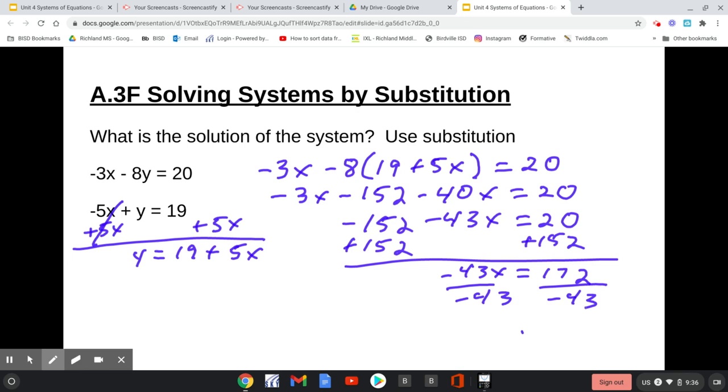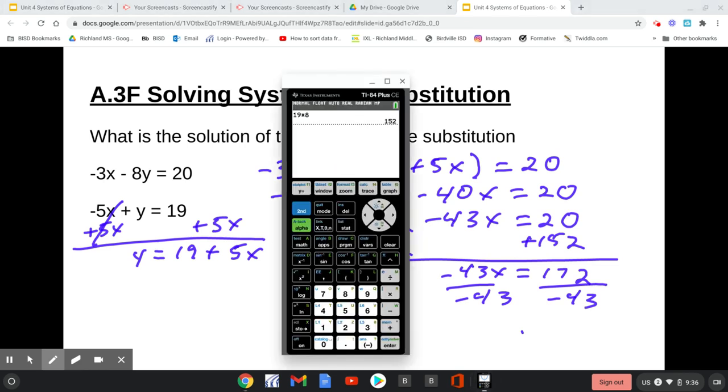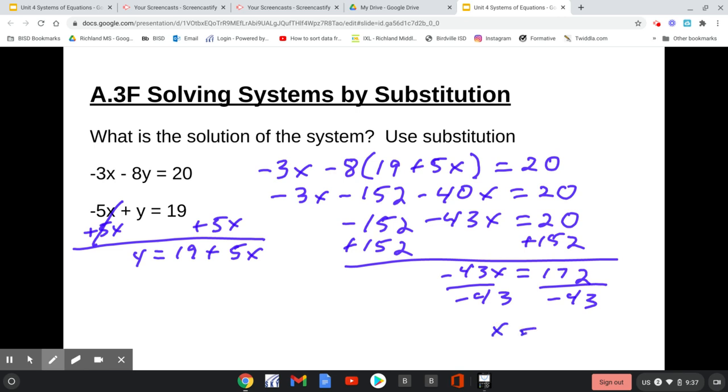Let's see if this works. So 172 divided by negative 43 gives me negative 4. So we know x equals negative 4. Now we can plug that in and solve for y. I'm going to pick the second equation because it's not as busy.